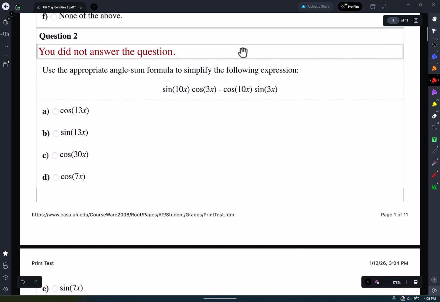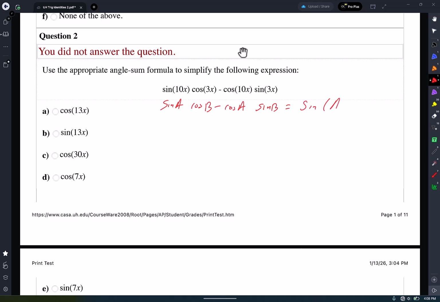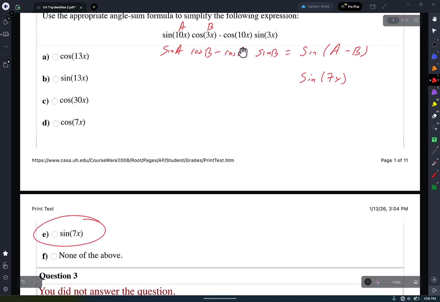So these first few ones are not that bad. So this is sine A cosine B minus cosine A sine B. Well, then that looks like sine cosine cosine sine with a minus in the middle. So that has to be sine A minus B. Do you remember that? So my A is 10x, my B is 3x, and then 10x minus 3x is 7x. So sine 7x. It's in the next page. Yeah. You see it?